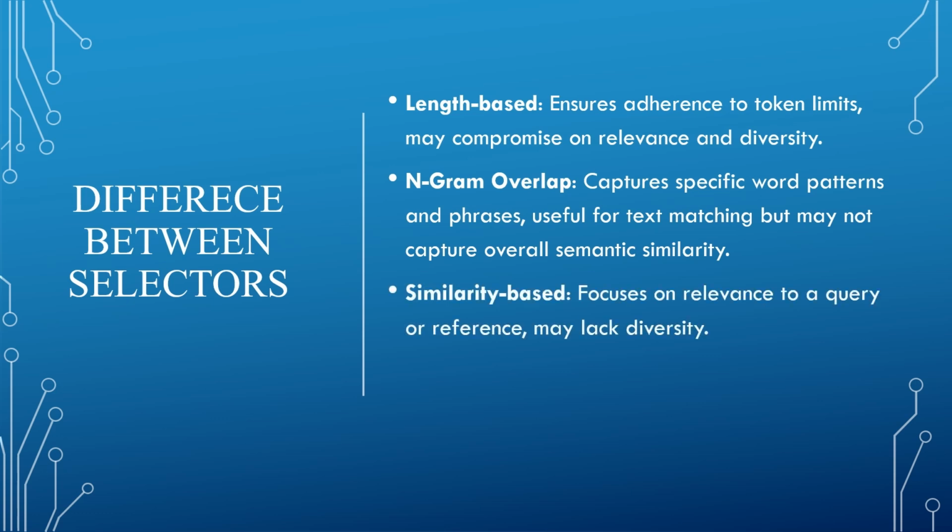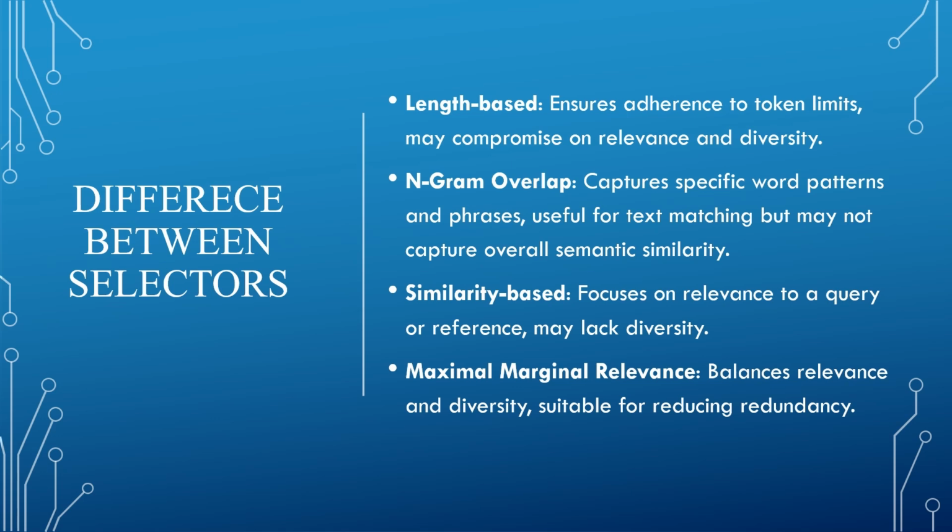Similarity-based selector focuses on finding examples that are most relevant to the query or input based on a similarity metric. However, it may lack diversity since it prioritizes examples that are very similar to each other. Maximal Marginal Relevance Selector balances relevance and diversity by iteratively choosing examples that are both relevant to the query and different from each other. By doing so, MMR helps generate responses that are more informative and varied.